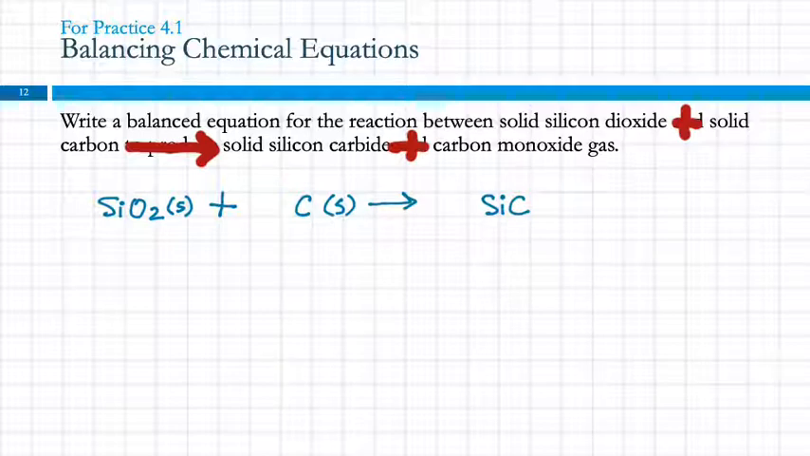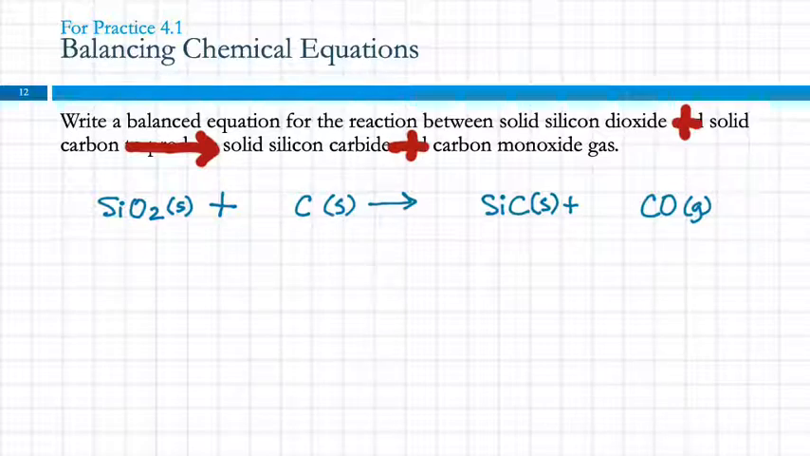Okay, silicon carbide, and that's solid. Plus, leaving a space for a coefficient, carbon monoxide gas. What's the formula? CO gas. Monoxide means 1 oxygen, right? Okay, so there's the skeleton.